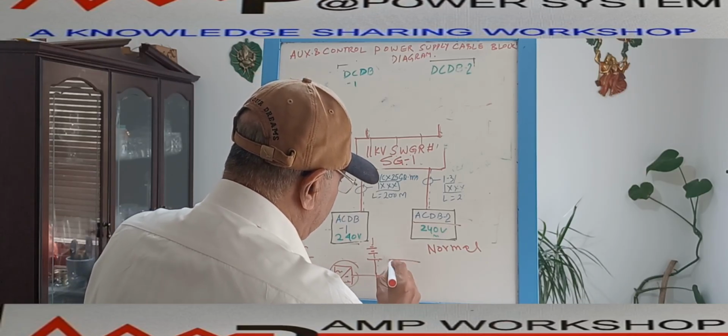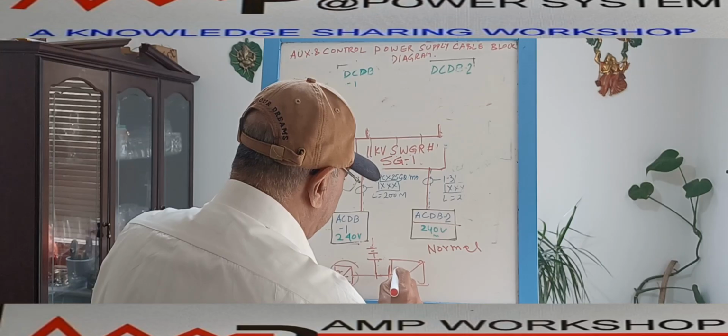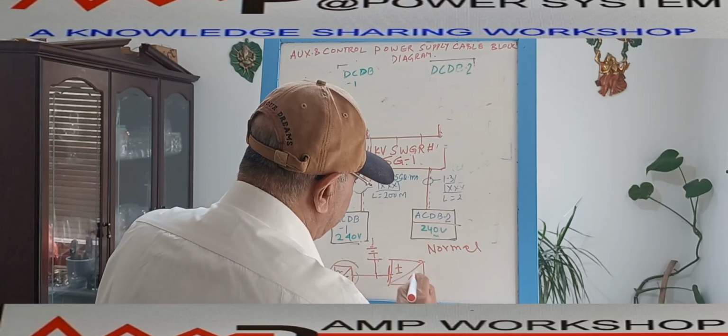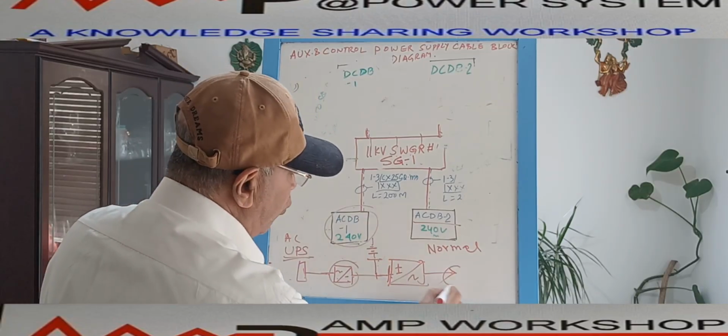Then this DC is converted to AC again by a thyristor. A DC is coming over here, and AC is the output. This AC is coming to AC-DB1. That is called the UPS supply.